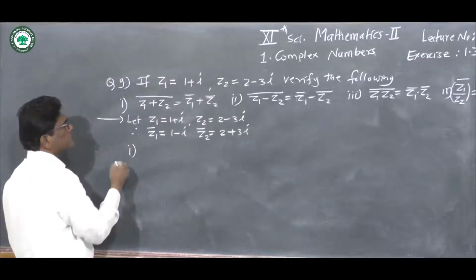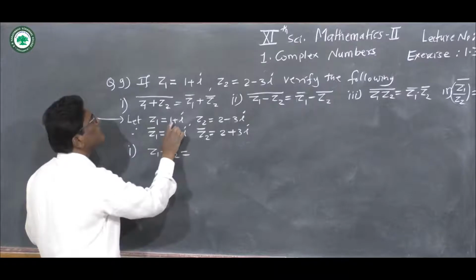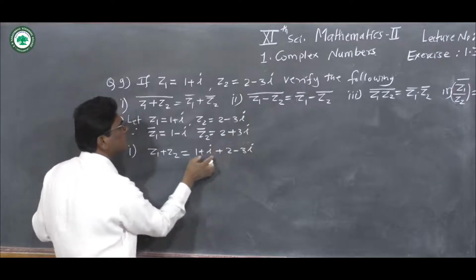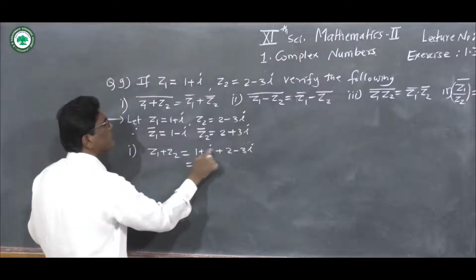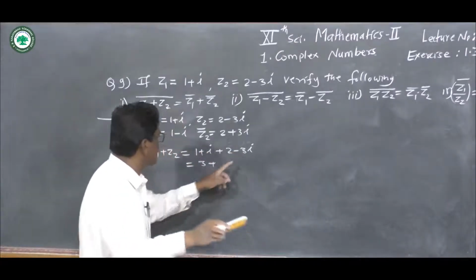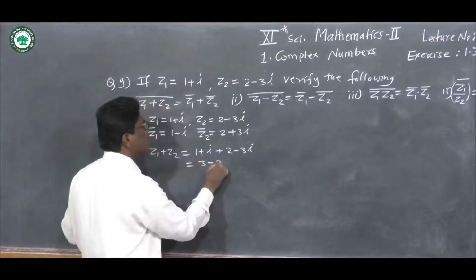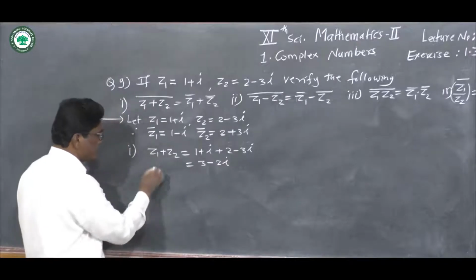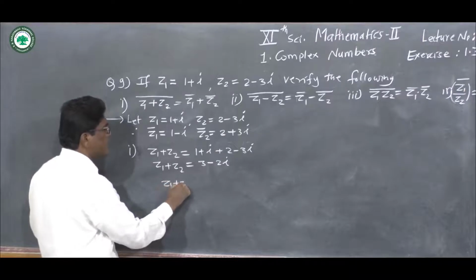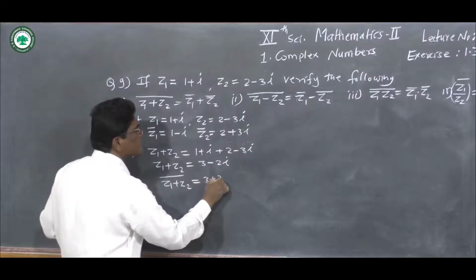So first one, z1 plus z2. Firstly find out z1 plus z2. z1 plus z2 is equal to 1 plus i plus 2 minus 3i. This is z1 and z2. Take the addition: 1 plus 2 is 3, and i minus 3i means 3i minus i, that is 2i, and 3i is negative, so minus 2i. This is z1 plus z2. Now take its conjugate. So z1 plus z2 bar is equal to, change the sign of the imaginary part, it is 3 plus 2i.